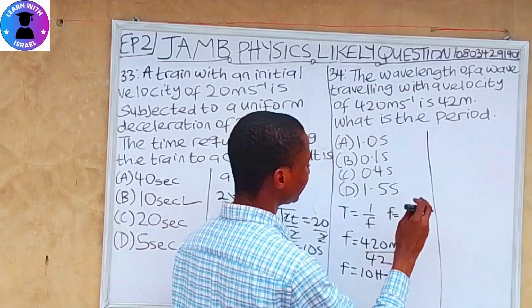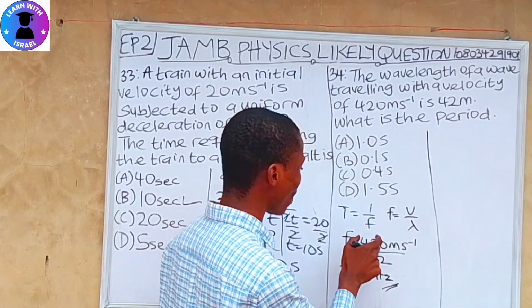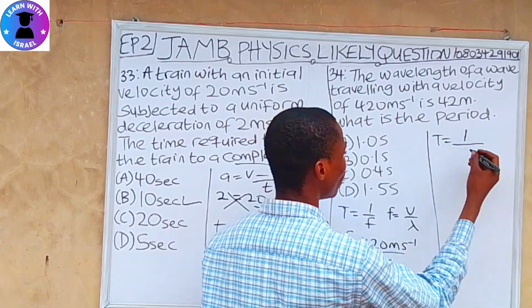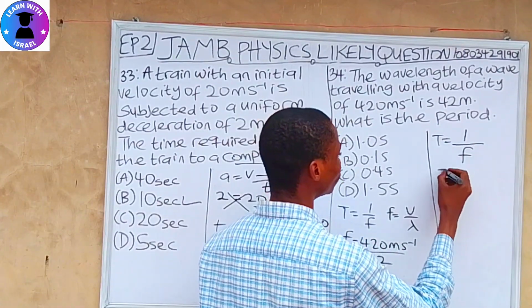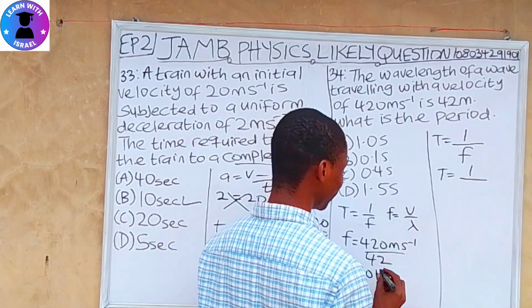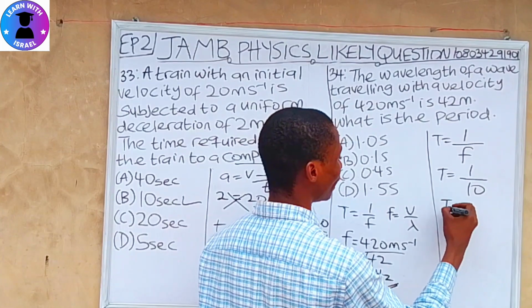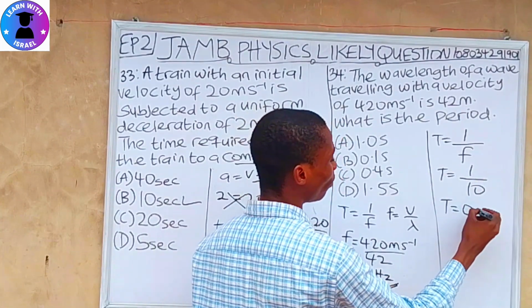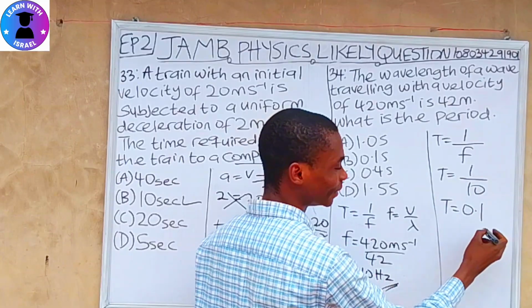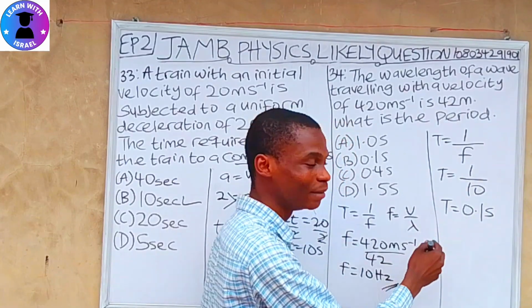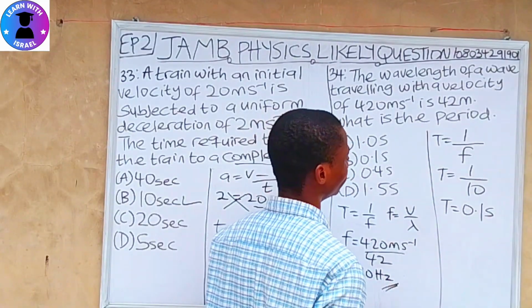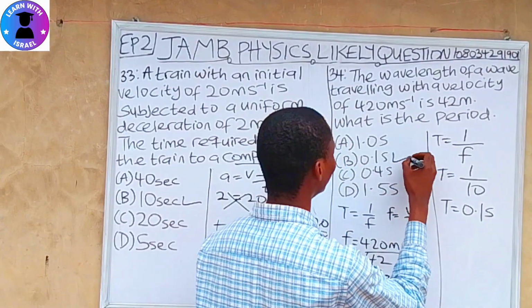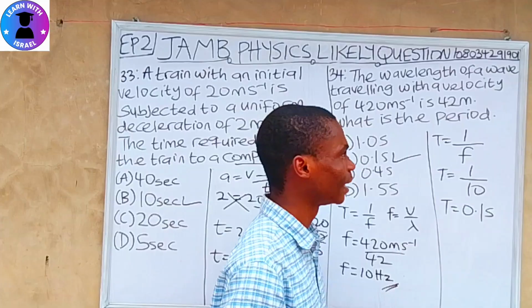So guys, let's now solve for period, since we have our frequency now. So our period equals 1 all over f, which is the frequency. Our frequency is represented as 10. So our period equals 1 divided by 10, which will give us 0.1 what? Seconds, because time is measured in seconds. And if we check our options, we can find that in option B, 0.1 seconds is the correct answer.